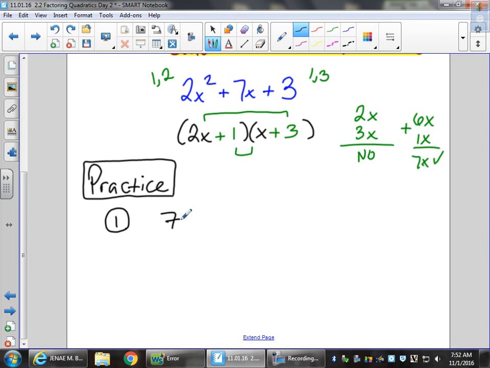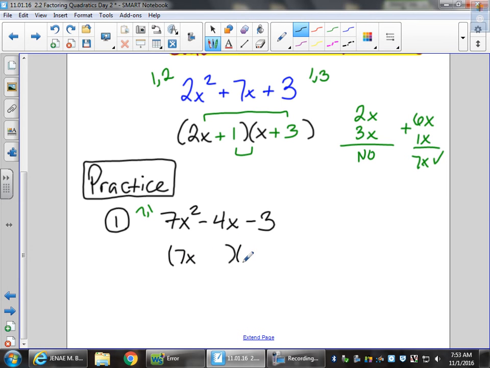7x squared minus 4x minus 3. Any GCF here? No. Is A prime? Yes. Is C small? Yes. So we're going to be guessing and checking inner, outer equals middle. What are my factors of 7? 1 and 7. Yep.